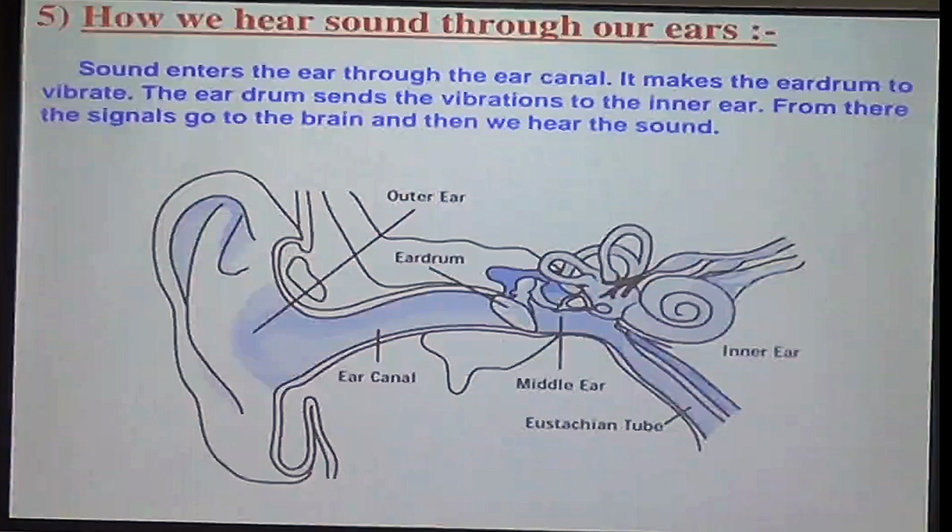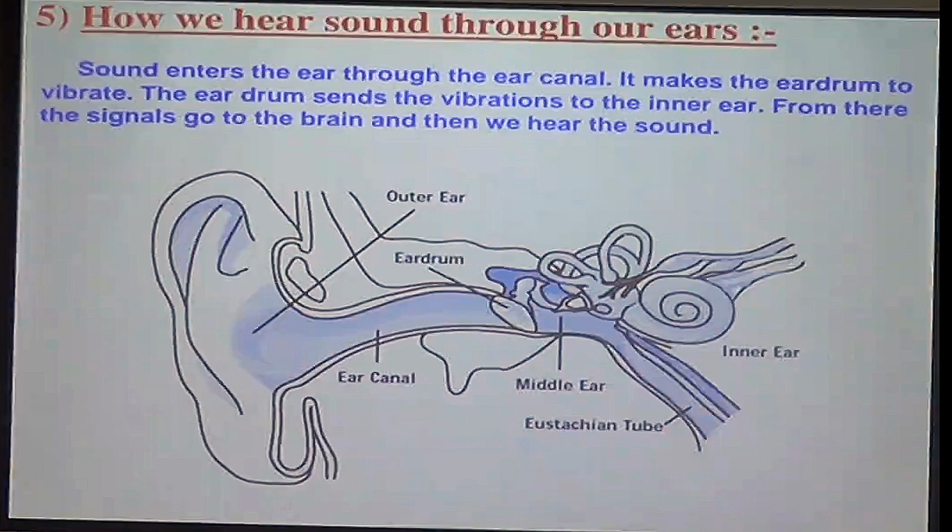How do we hear sound through our ears? Sound enters the ear through the ear canal. It makes the eardrum vibrate. The eardrum sends the vibrations to the inner ear, and from there the signals go to the brain, and that is how we hear the sound.